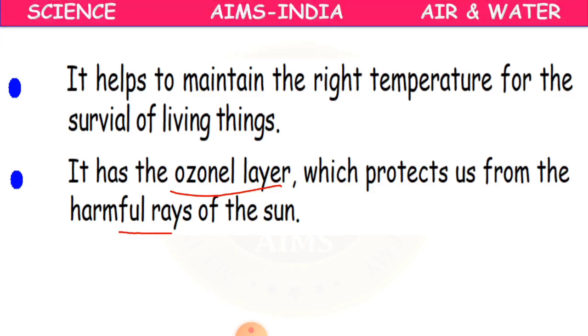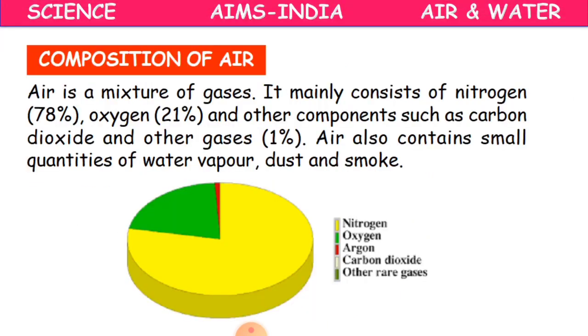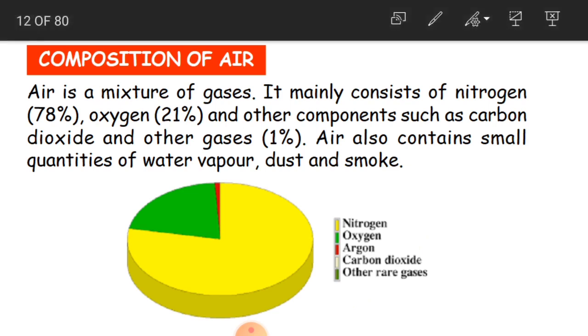Clear children? Today we are going to learn about the composition of air, in the sense of what ingredients are available in the air. All of us are aware that air is a mixture of gases. It is not of only one gas like only oxygen. It has oxygen, carbon dioxide, nitrogen, like that. So many gases are available in the air, which is why we say that air is a mixture of gases.